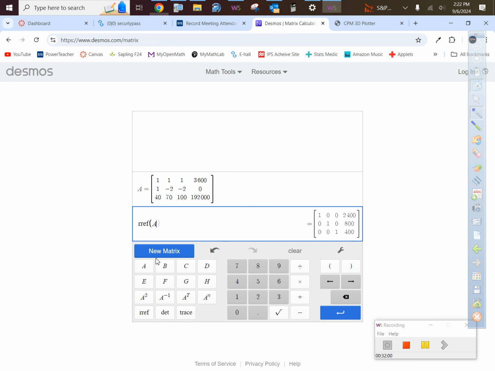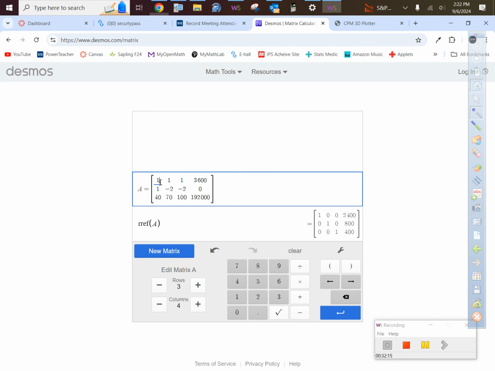You started out again with new matrix, and then it gave it a name. Now that I'm done, you could go back up and keep changing and editing that stuff right there. So let's get some homework done, eh?